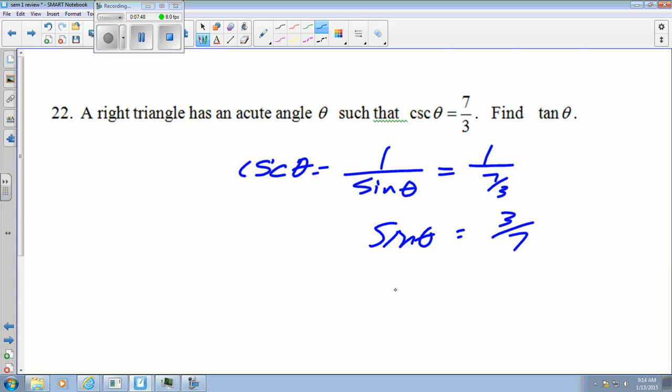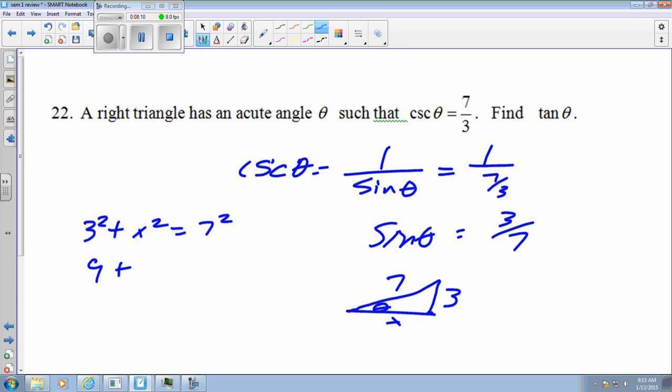And so if I draw my triangle, the sine is the opposite over the hypotenuse. Here's our theta again. And if I use my Pythagorean theorem, I have 3 squared plus, let's put an x down there, equals 7 squared. I get 9 plus x squared equals 49. X squared must be 40. X must be 2 square roots of 10.